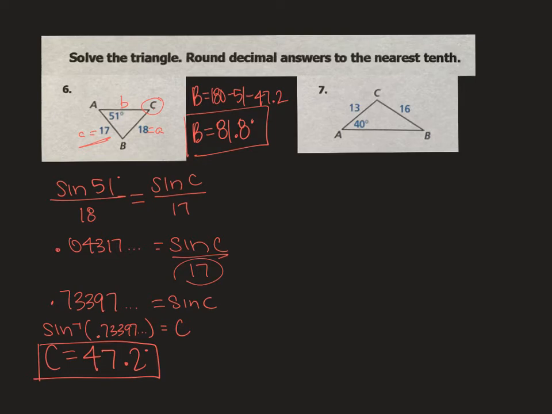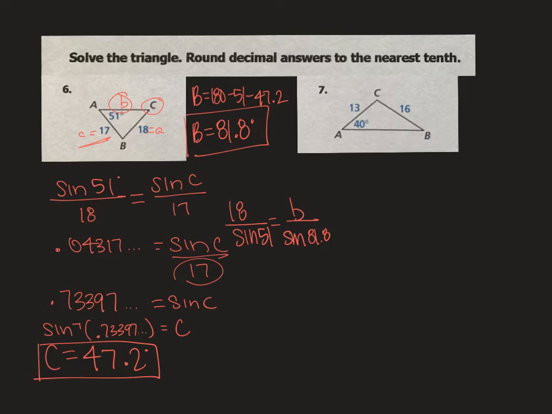So now when we're solving for our last variable, which is this side B, we can just set up a simpler ratio. We're solving for a side, so we're going to put our side in the numerator. Now, just like in section 6 where I kept using the things that we were given, that's what I'm going to do here as well. So I'm going to use 18 over the sine of 51 equals side B over the sine of angle B, which we just found to be 81.8.